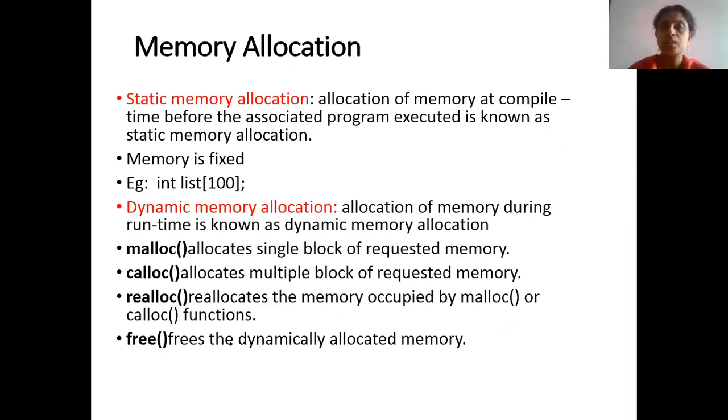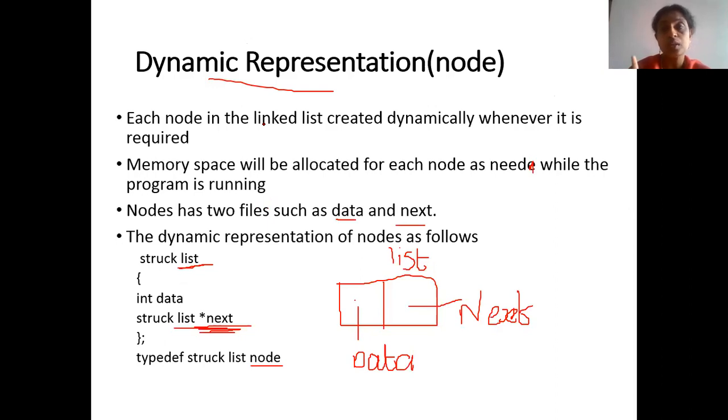So memory allocation is also done in two ways. One is static memory allocation, another is dynamic memory allocation. Static means the memory is allocated for execution of the program. We call it memory allocation. So till here, what we discussed was how a linked list is represented.